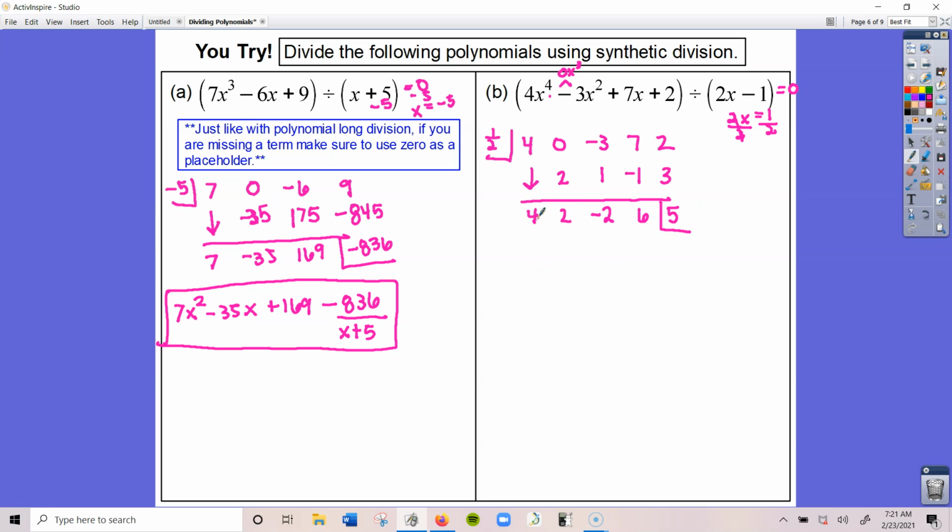So now when we're writing our answer, our highest exponent here for the polynomial is 4. That means that our exponent for the quotient is going to start with 3. So this 4 is 4x to the third, and now we go in decreasing order. So plus 2x squared minus 2x plus 6, add the remainder, and put it over what we just divided by, which is the 2x minus 1. And this would be our final answer.